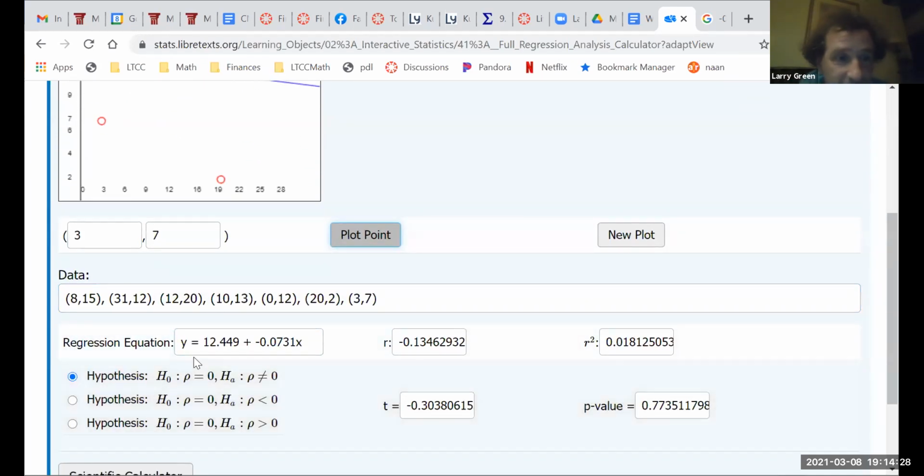First thing, notice the equation of the regression line is about 12.4 minus 0.0731x. So 12.4 would be our best guess or our best prediction for someone who has put 0 apps on their smartphone. So it's the best prediction for the number of books someone has read who hasn't put any apps on their smartphone.